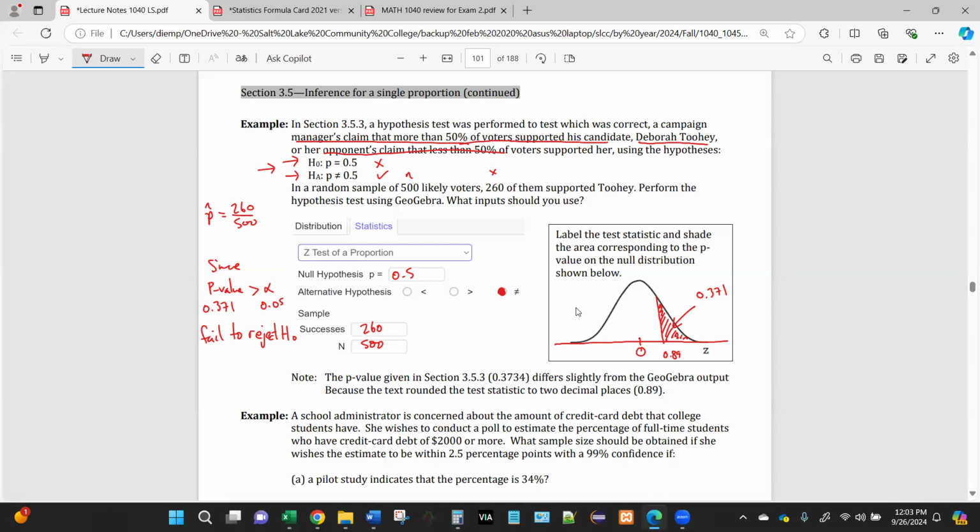Any questions about that? I'll do one more, and then I'll have you guys do one. This next one, we'll go back through the details a little bit more carefully. Any questions out there? Okay.